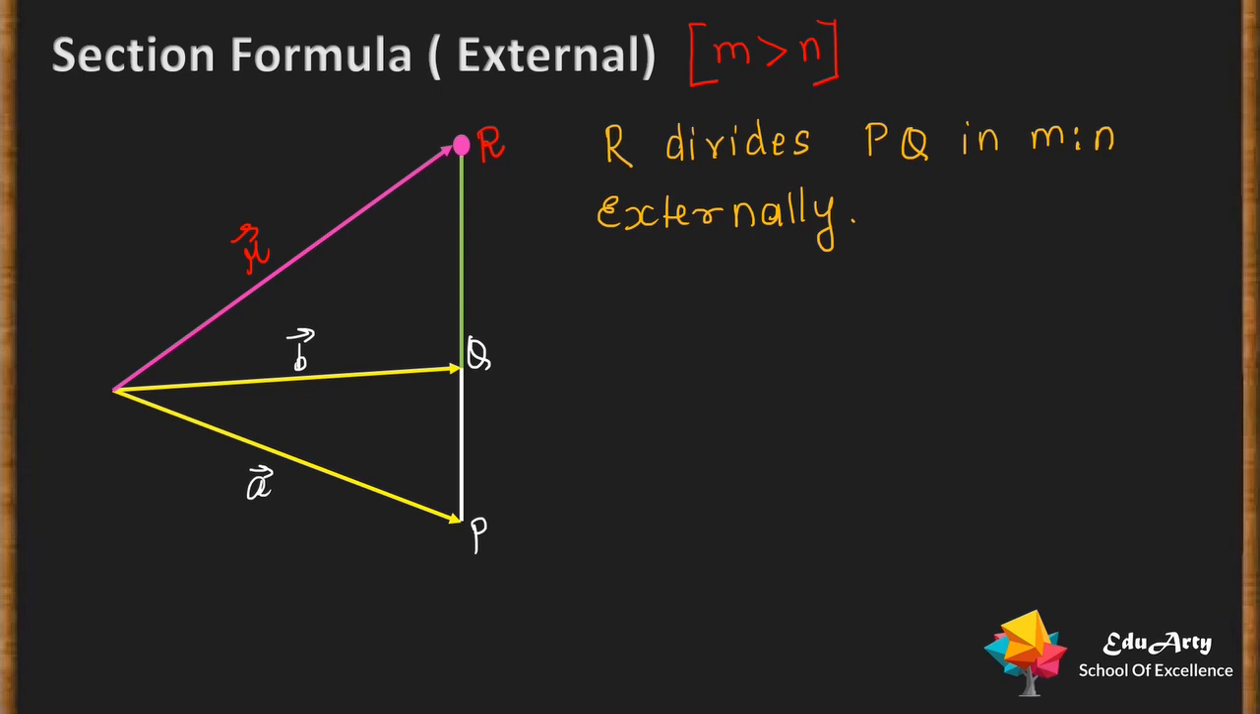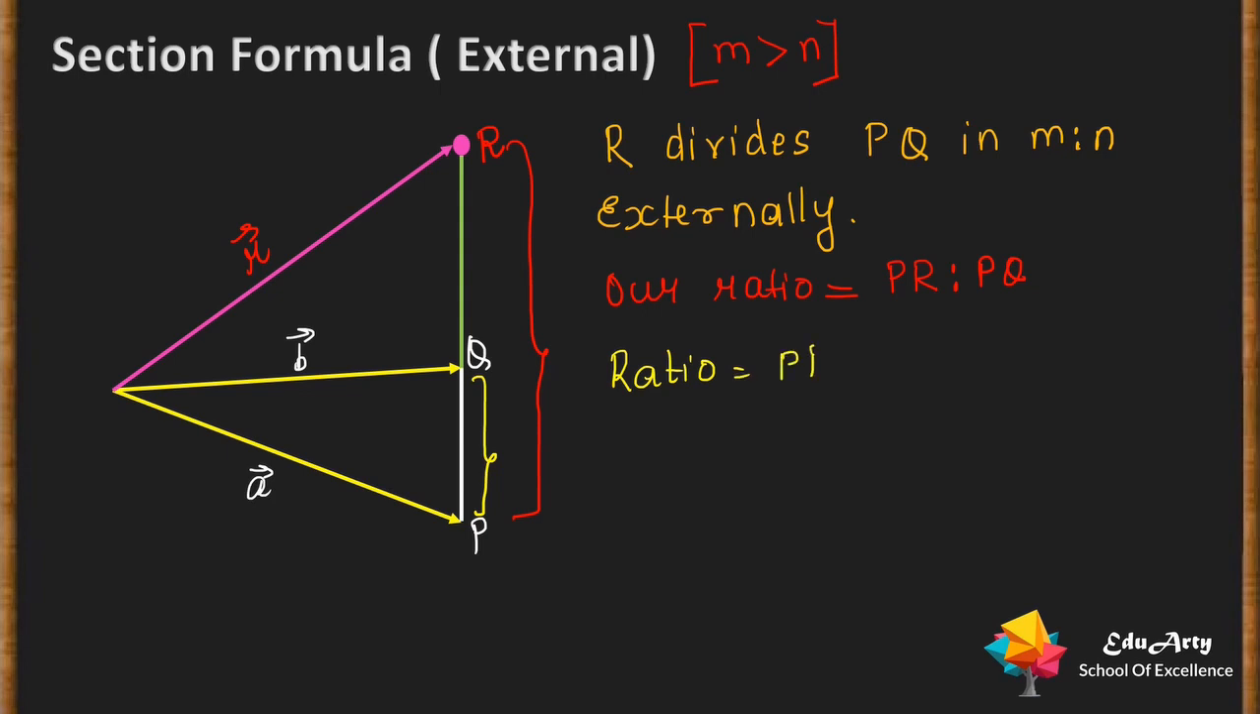See, as I said before, our ratio every time has been what? Our ratio every time has been PR is to PQ. So here also we have to see PR is to PQ. Correct? That is what we have to see. Right? Now, therefore, our ratio will be what? Let us write down. Our ratio is equal to PR by PQ.